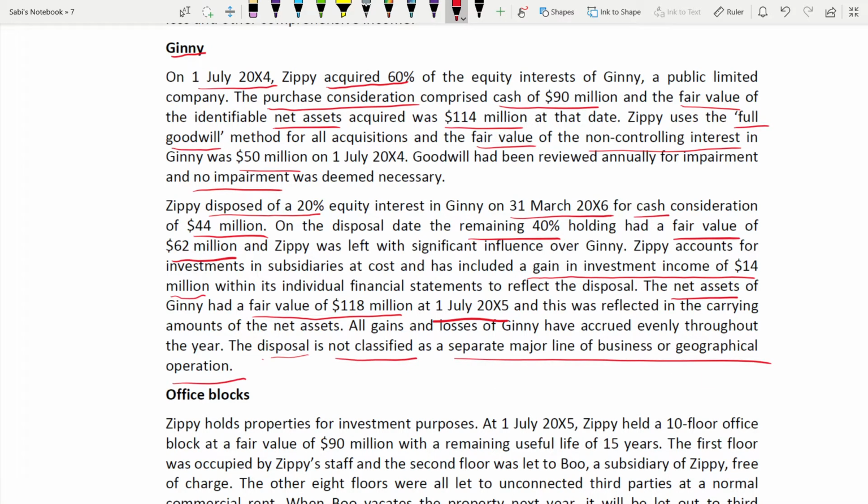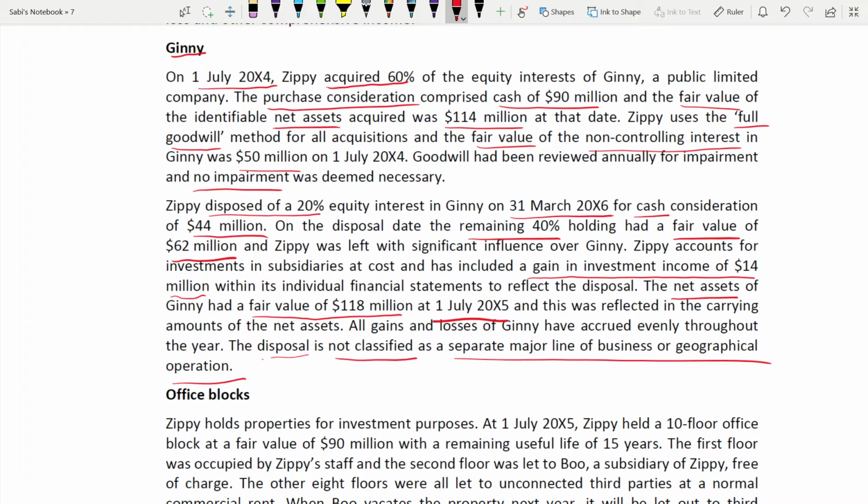To know that you are not using IFRS 5. What is IFRS 5? Non-current assets held for sale or discontinued operations. So when you're discontinuing an operation or selling a non-current asset for sale, you cannot deal with it using IAS 16. Neither can you deal with the disposal of a subsidiary that way. It is dealt with under IFRS 5.